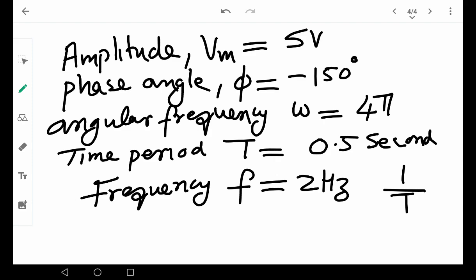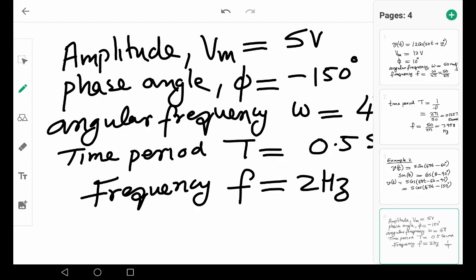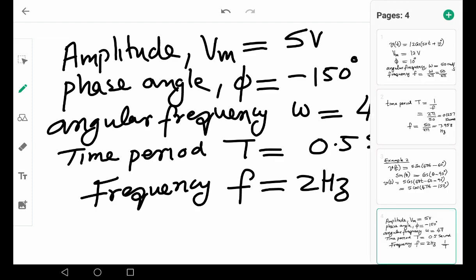So that's how we will do the different problems when you are given a sine wave. If you are given a sine wave, you convert it into a cos wave using the formula sine theta equal to cos (theta minus 90), just like what I have given. So now we will solve another problem.